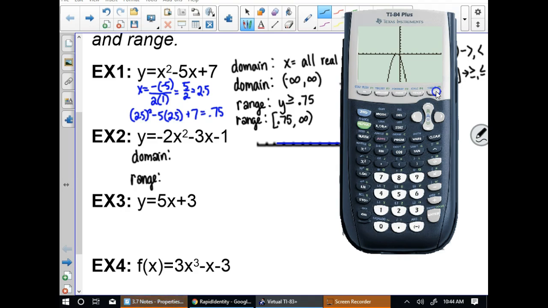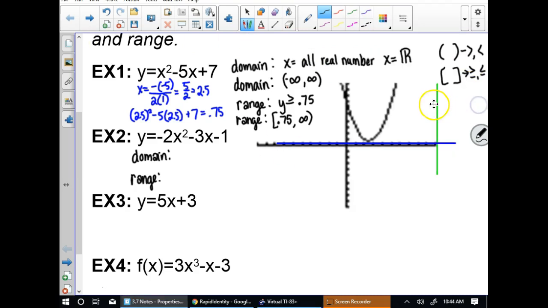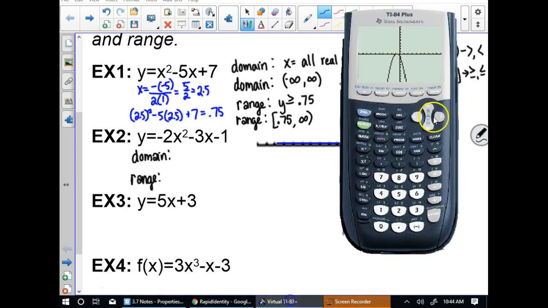Okay, so domain, x values, is there any x value I cannot have? If I took a vertical line and I went across this graph, is there anywhere that I run into a problem?